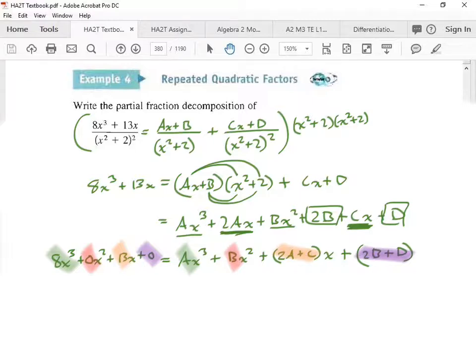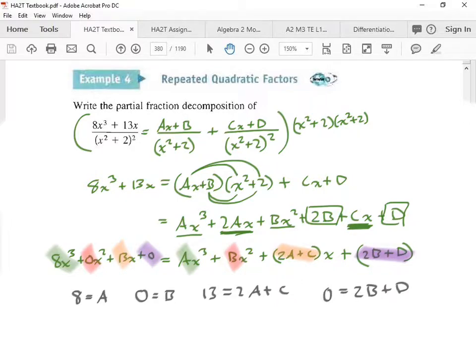So let's set up our equations now. What does 8 equal? It equals a. Hey, that one's done. All right, what does 0 equal? That's this guy. It equals just b. Hey, that one's done too. What does 13 equal? That guy. So 13 equals 2a plus c. I'm going to set up my last equation now. What does 0 equal? Equals 2b plus d.